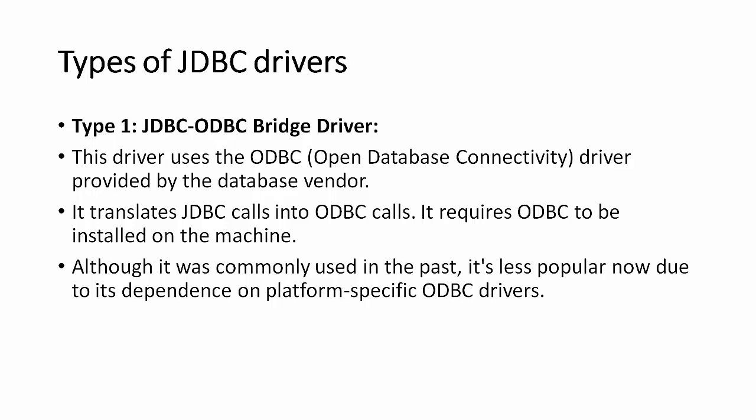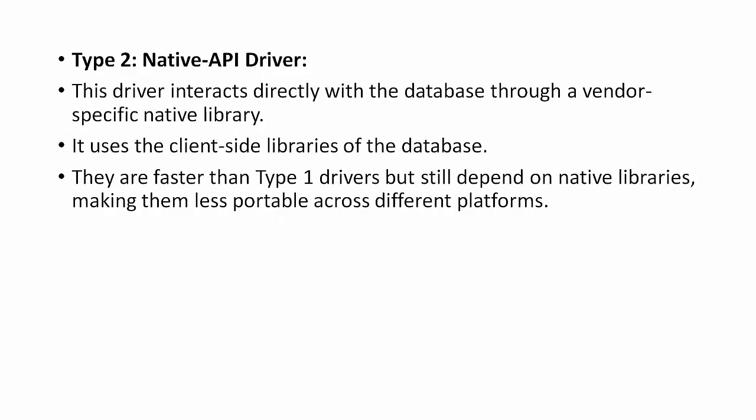Next, type 2, the native API driver. This driver interacts directly with the database through a vendor-specific native library. It has its own queries with which it can interact with the databases. It uses the client-side libraries of the database. There are 2 versions, namely client side and server side. A client side can be deployed on an individual machine, whereas a server-side application can be run on multiple machines.